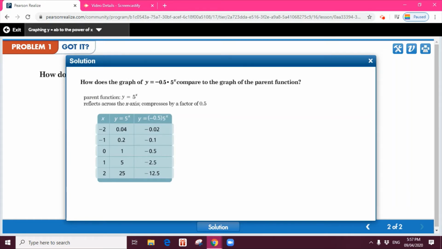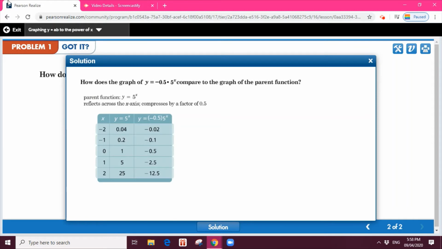For the parent function, we will substitute or plug in the values of x. For x equals negative 2, we will have y equals 0.04 or 4 hundredths. For x equals negative 1, we have y equals 2 tenths. For x equals 0, we have y equals 1. For x equals 1, y equals 5. And for x equals 2, we have y equals 25.